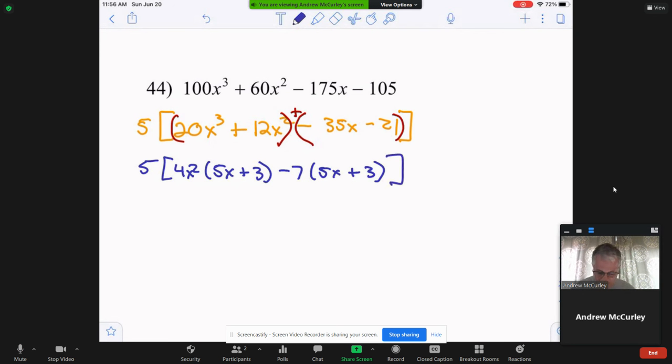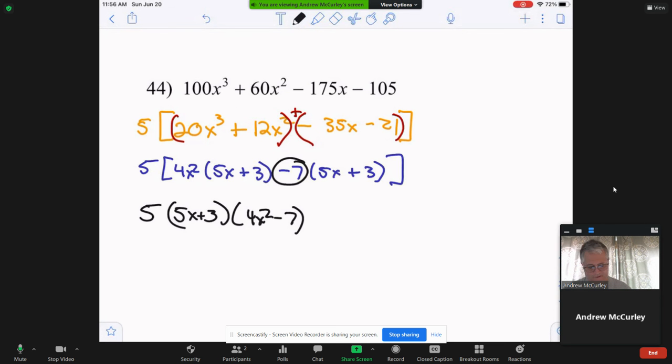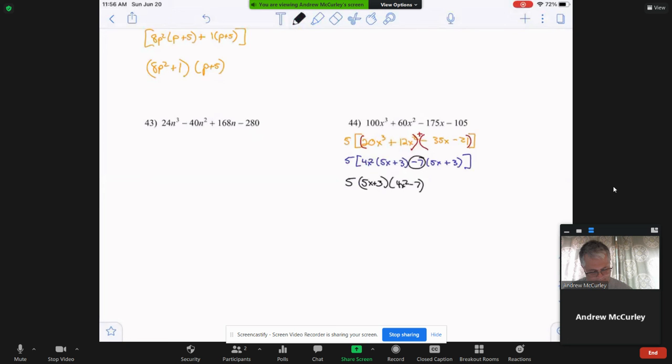Anyway, so now when we take out the other parts, we're going to factor out the 5x plus 3. The 4x squared minus 7 is the leftovers. Don't forget to bring down the 5. But the big thing was you had to factor out that negative 7 there. Make sure that it's the negative and do the plus kind of thing.